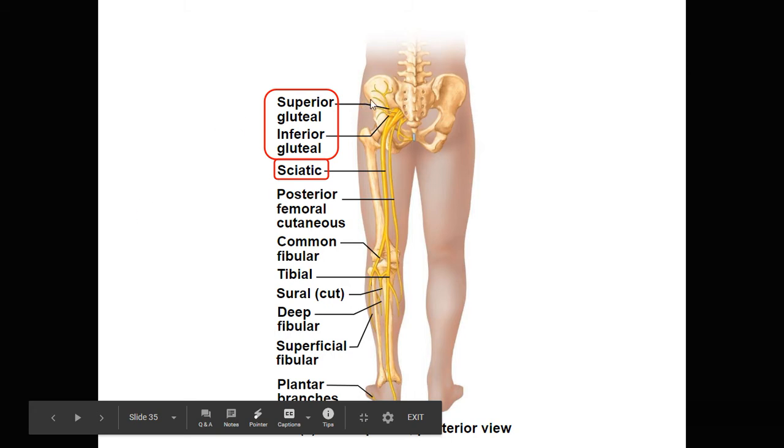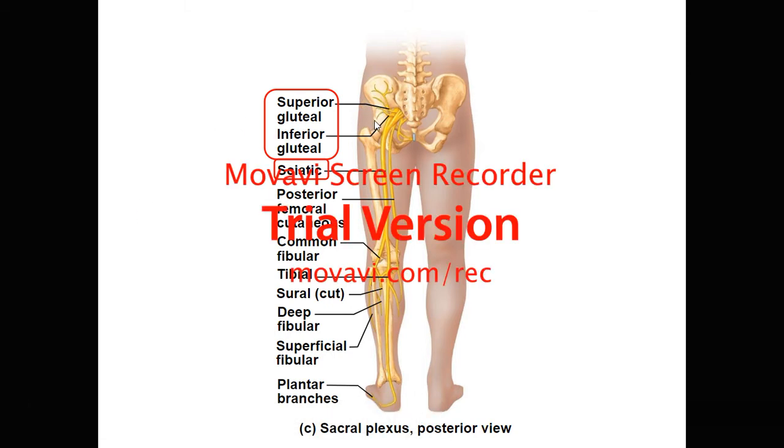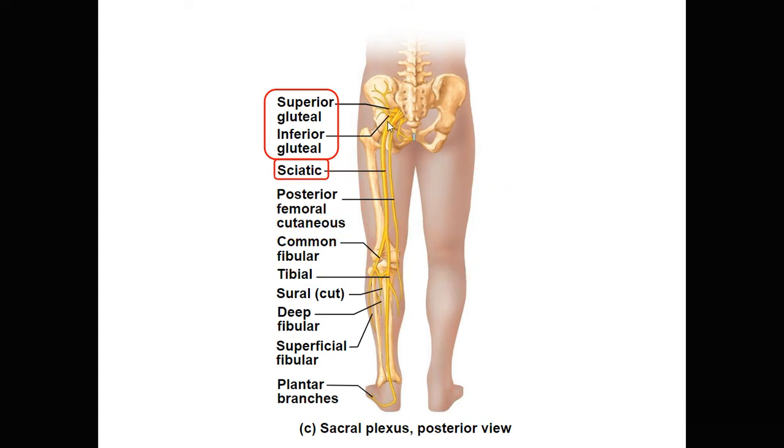And this is where you see the location of the sciatic nerve. The sciatic nerve is a really big nerve, and you see where it runs. And then here are the superior gluteal and inferior gluteal nerves.